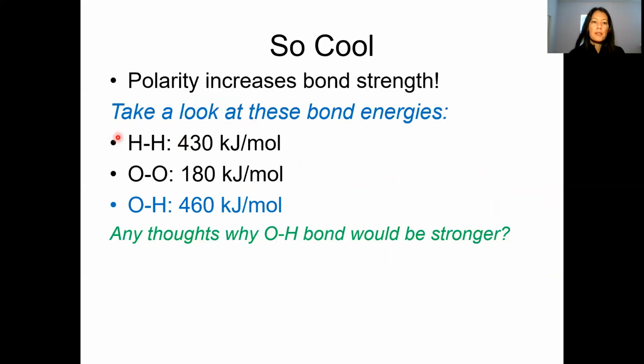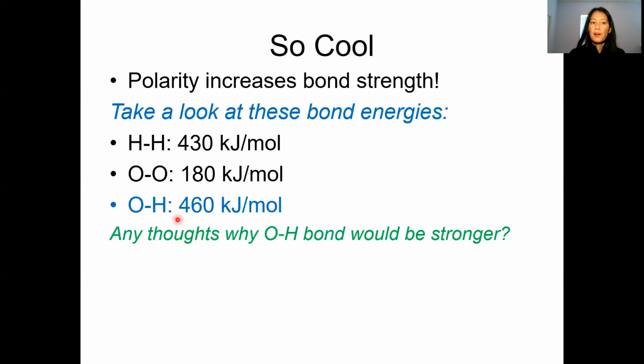Something really cool is, if you just look at bond energies, HH is 430 kilojoules per mole, OO is 180. But if you look up the bond energy for OH, it's actually higher than either of those. And that's a little surprising. That was surprising to scientists, because they thought, oh, maybe it'd be something in between. Why would it be higher? Have a think, pause this, and have a think why the OH bond would be stronger. What is special about the OH bond versus these others?